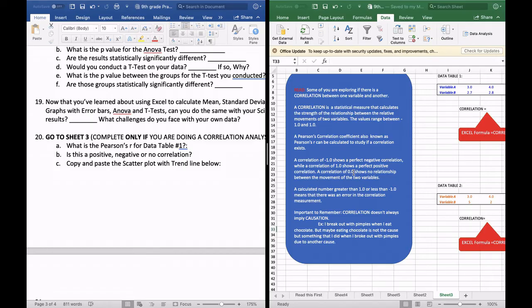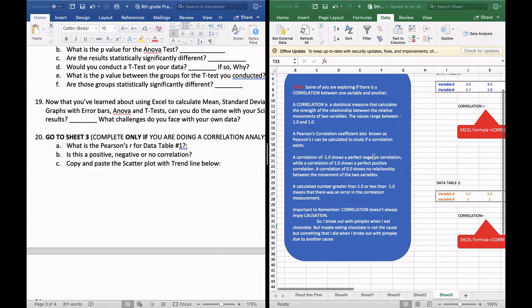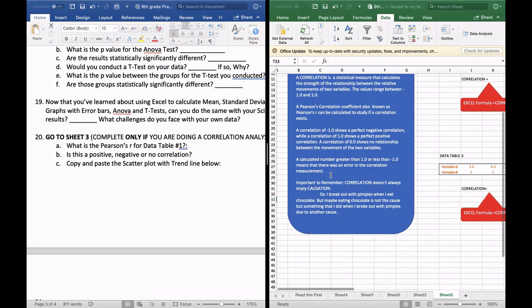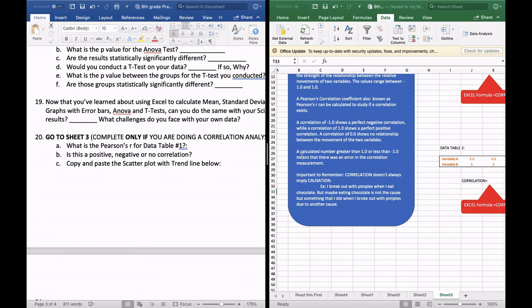So when we calculate a Pearson's R, a -1 is going to show as a perfect negative correlation, and a value of 1 is going to show as a perfect positive correlation. A correlation R of 0 shows that there's no relationship between the movement of the two variables. Something important to remember when doing correlation is that correlation doesn't always imply causation, right?